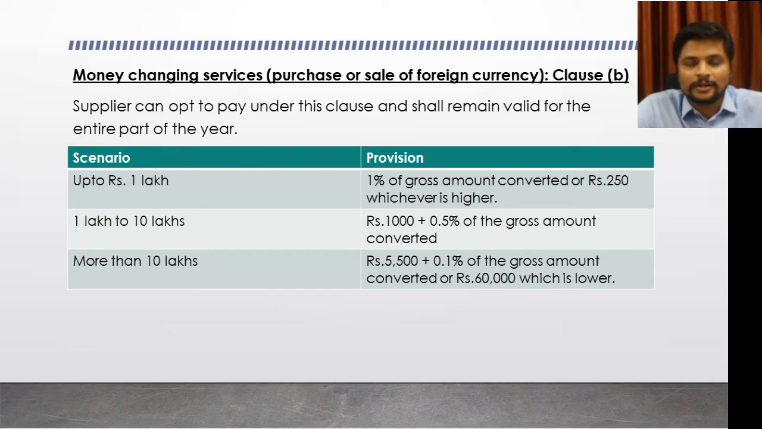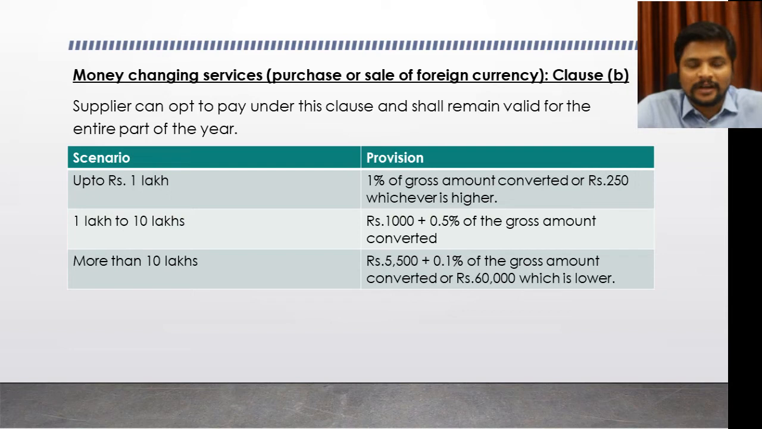Second, 1 lakh to 10 lakhs. If the value is 1 lakh to 10 lakhs, then in that case rupees 1000 plus 0.5% of the gross amount converted. More than rupees 10 lakhs, it means 5,500 rupees plus 0.1% of the gross amount converted or 60,000 rupees, whichever is lower. Let me again repeat this.